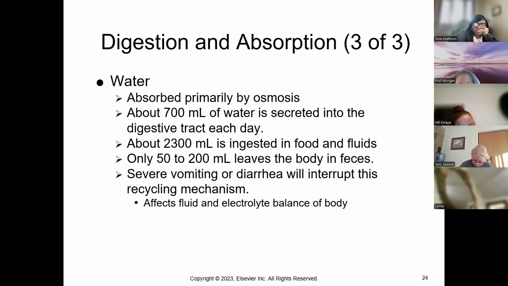Water is absorbed by osmosis. About 7,000 milliliters is processed in your digestive system every day, and about 2,300 of that comes from food and fluids. Of this amount, only about 200 mL will leave the body in feces, so somewhere between 50 and 200. If someone has severe vomiting or diarrhea, it can interrupt the recycling mechanism, and it can disrupt the fluid and electrolyte balance in the body.